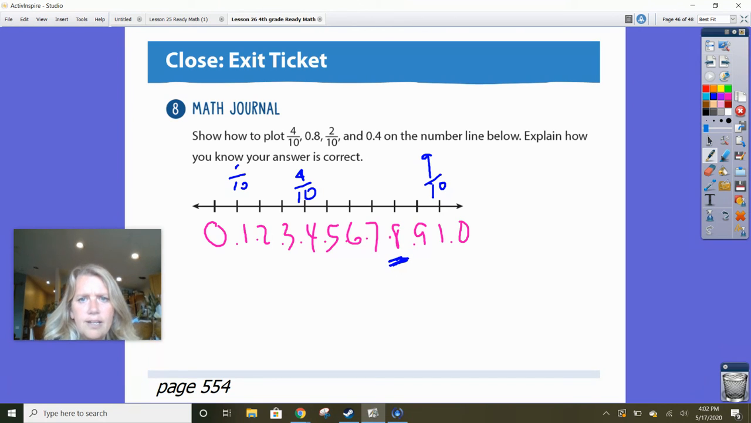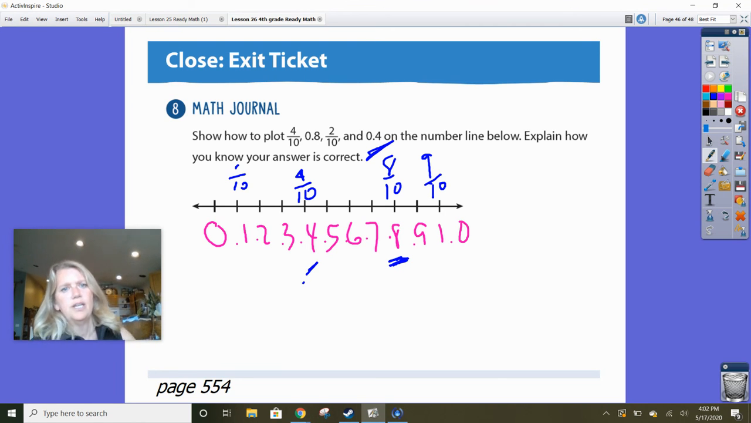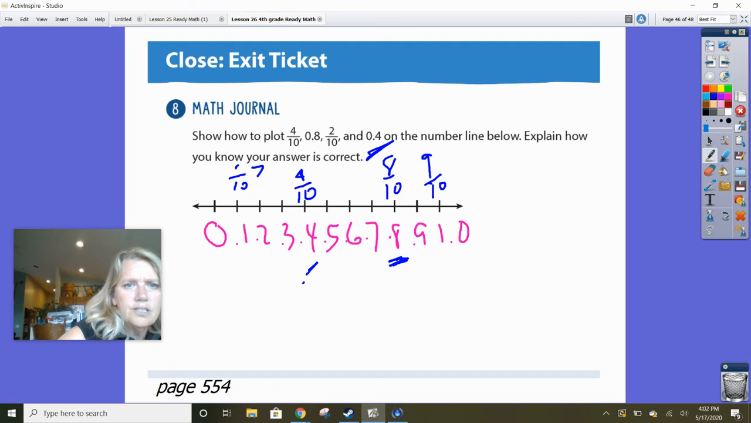What's the same as 8/10? So maybe I'll put the fraction and the decimal style for each one. So we got the 4/10, we got the 8/10. Oh, we got 4/10 up here. So we got 4/10 decimal. Yep. And then 2/10. So I'll add a 2/10 over here.